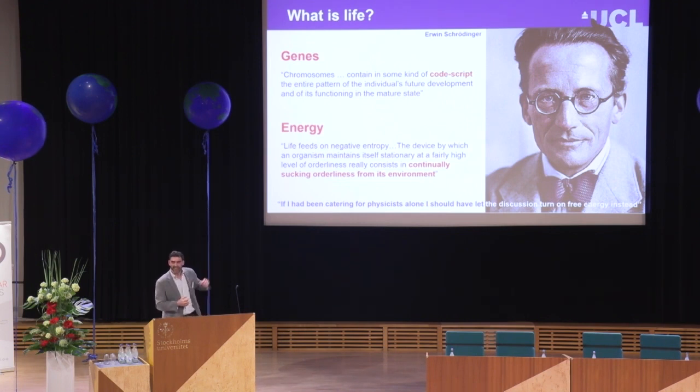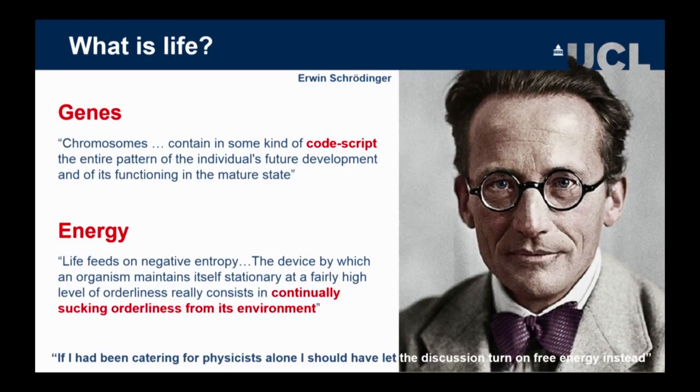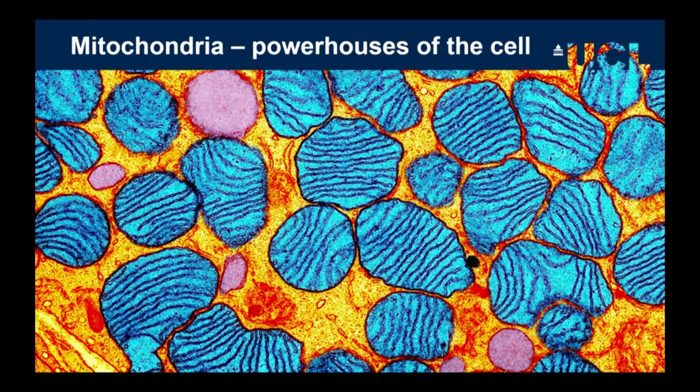He also talked about energy, or really what he called entropy, negative entropy. And here his language is perhaps a little more archaic to us today. He talked about life continually sucking orderliness from its environment. It's a little difficult to know quite what he had in mind by that. But he did have a footnote where he said, if I'd been catering for physicists alone, I should have let the discussion turn on free energy instead. Well, what is free energy?